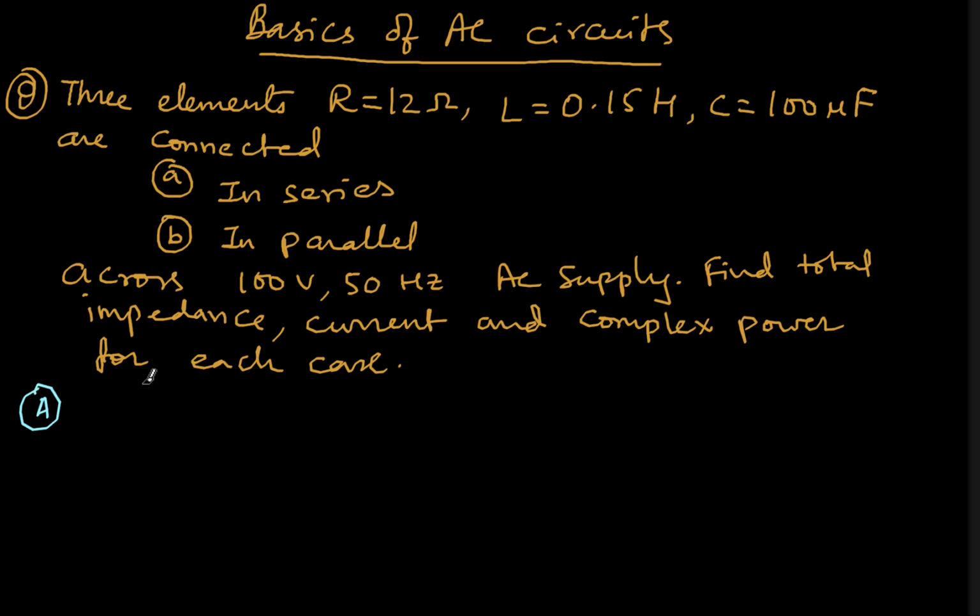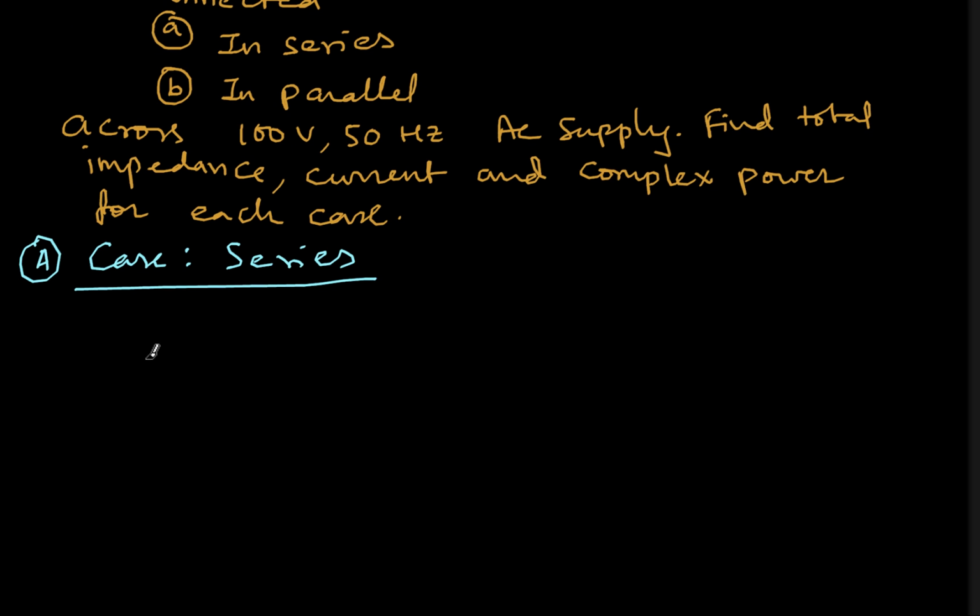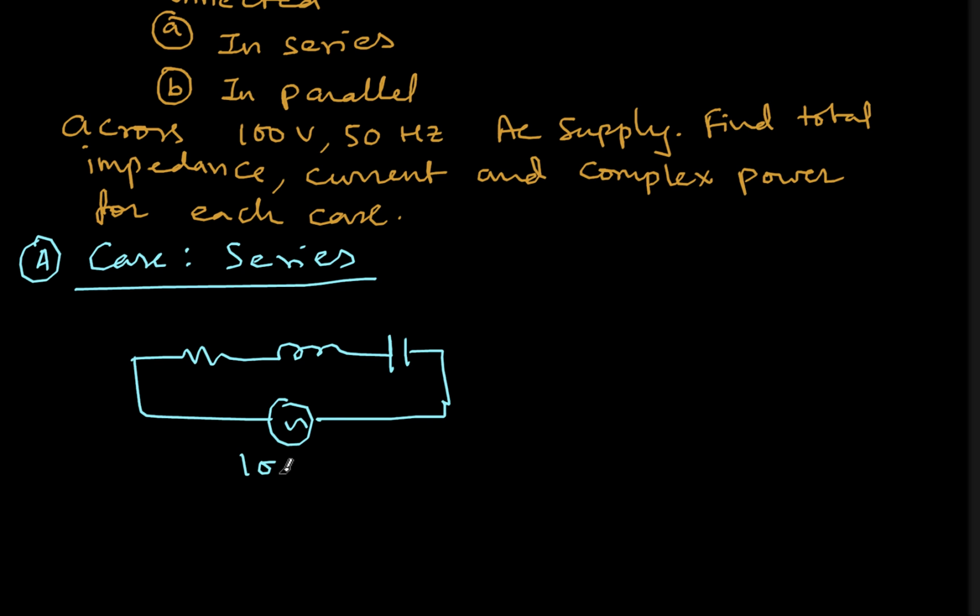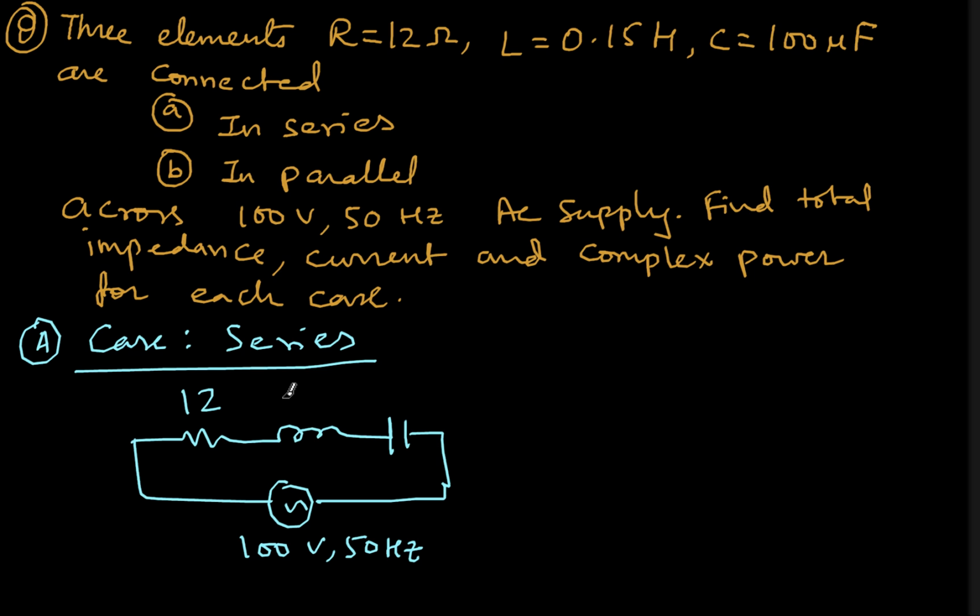So first, consider the series case. So, case where series connection. So, I draw the circuit. So, it is something like this. This is a capacitance, and then this is the supply voltage. So, this is 100 volts, 50 hertz AC supply, and the resistance is 12 ohms. And here, the inductance is 0.15 henries and 100 microfarads.